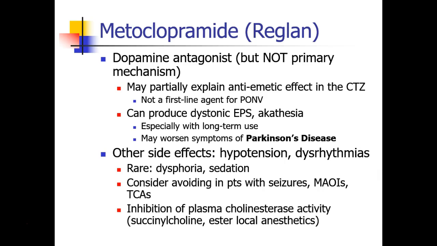Other side effects that are common include hypotension and, less commonly, dysrhythmias. Rare side effects include dysphoria and sedation. And some say to avoid metoclopramide in patients who have seizures, who are taking monoamine oxidase inhibitors and TCAs. Some studies show that metoclopramide can inhibit plasma cholinesterase activity, which would affect metabolism of succinylcholine and ester local anesthetics.